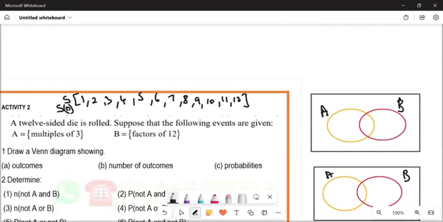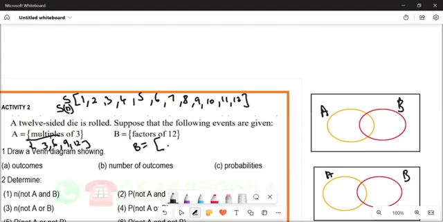And then they say event A is multiples of 3. Let's write them, multiples of 3. What are multiples of 3 then? From 1 up until 12, give me multiples of 3. What are going to be the multiples of 3? It's 3, it's 6, it's 9, it's 12. Okay, let's go to B.